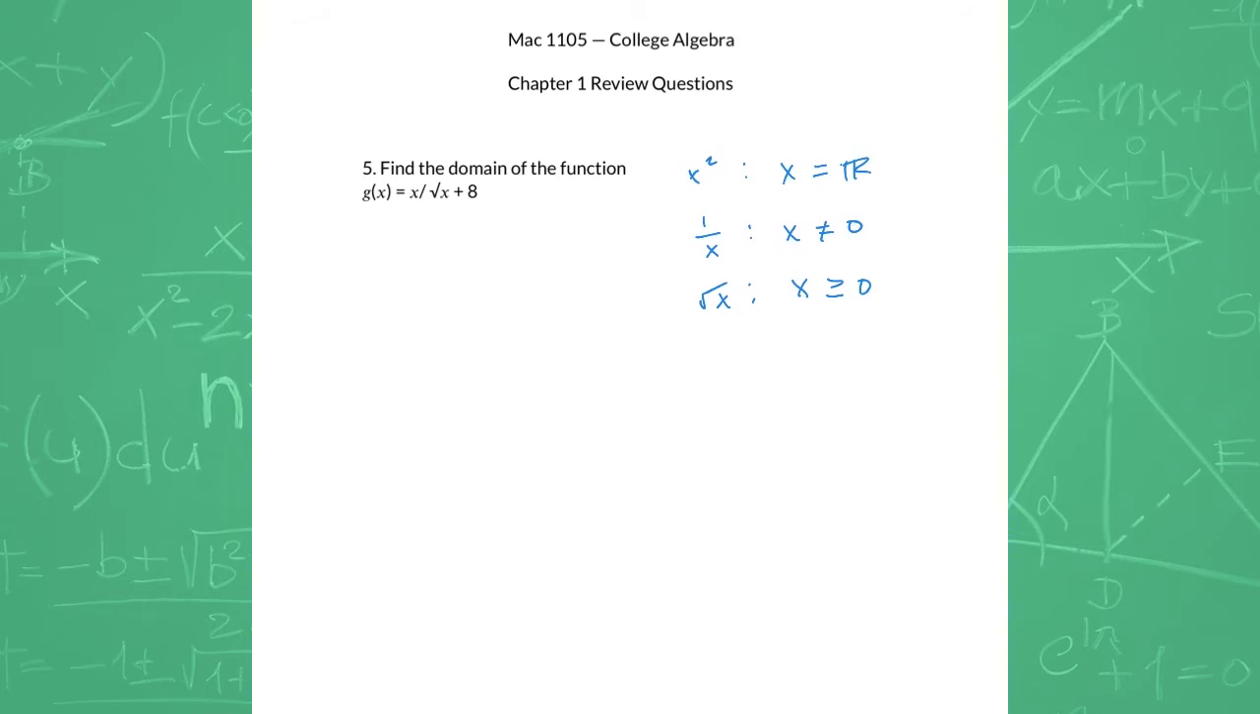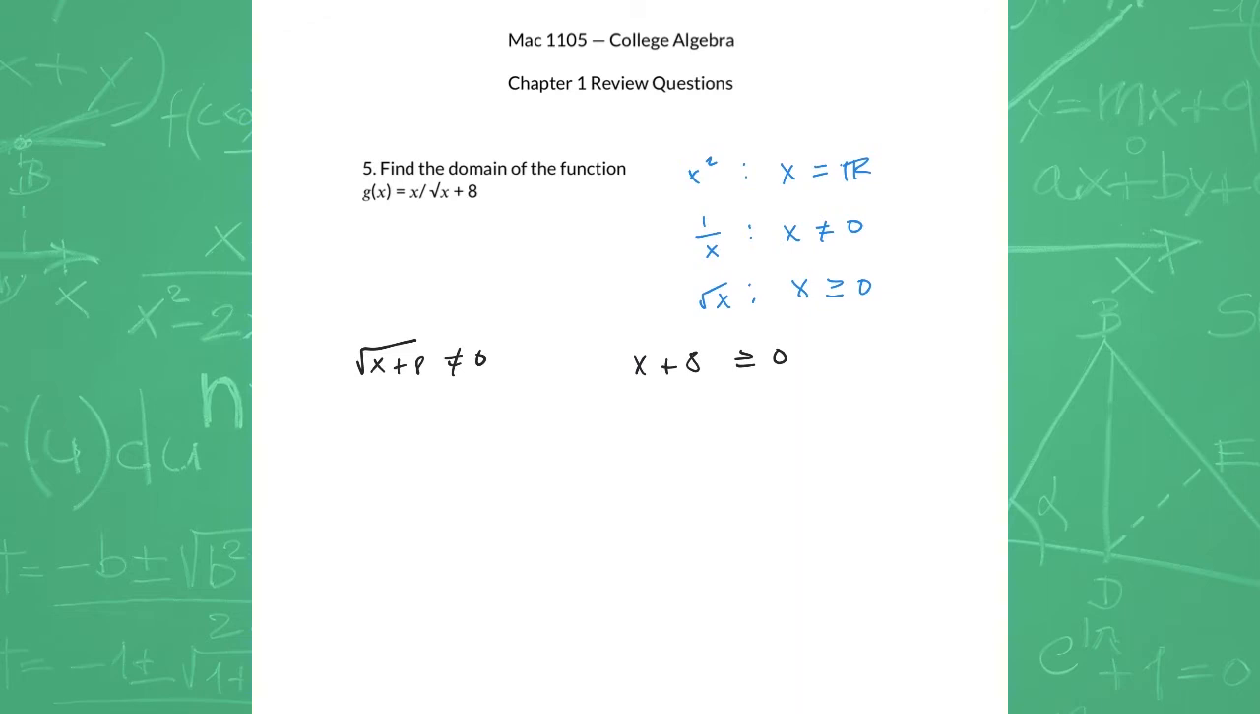Now for our function, we see we have a rational function. So let's start by stating that our denominator cannot be equal to 0. But we also see that we have a square root in the denominator. So let's also state that the radicand of that square root, x plus 8, must be greater than or equal to 0. So just like last time, we can solve these two expressions for x to determine our domain.